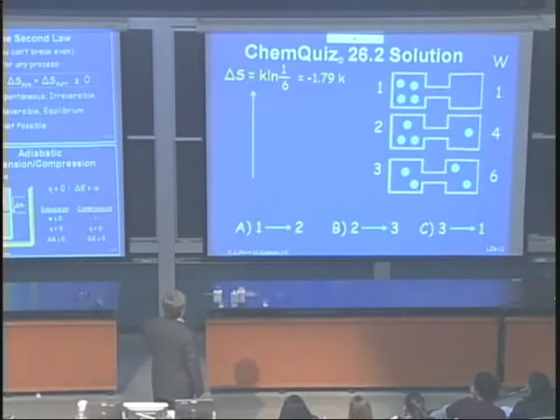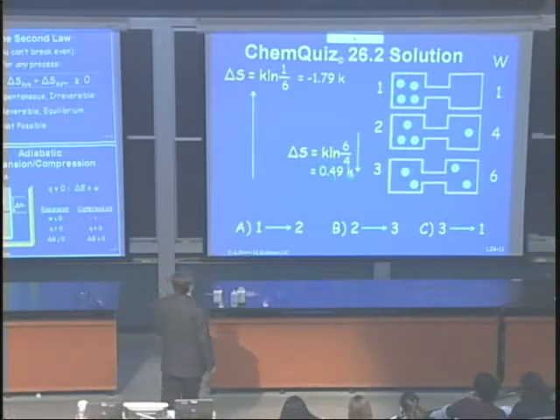So the next one: let's try this one. We go from 2 to 3, so this is ln 6. k times ln 6 minus k times ln 4, and if I multiply this out, it's 0.49 times k. So this is already larger than the previous one. This is more likely than the one before.